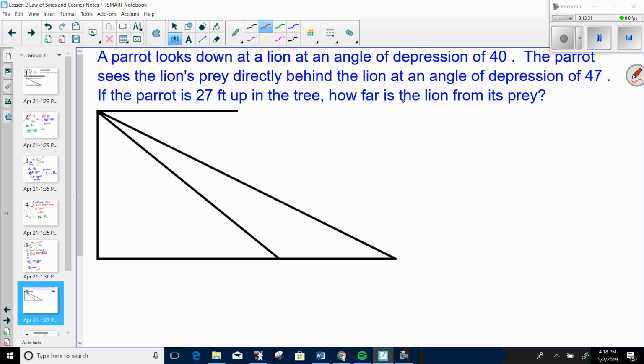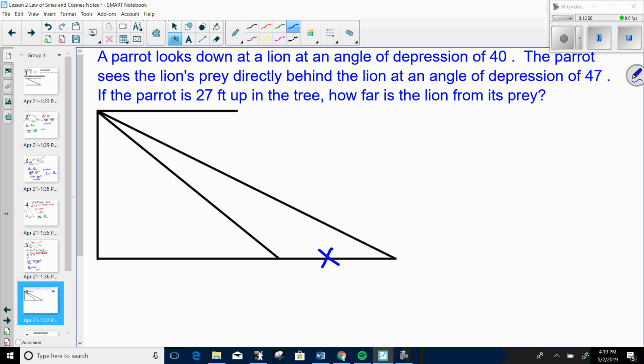Okay, I want to get to this one here, and this will be the last example we're going to talk about today. This is probably the hardest one on here. It says a parrot looks down at a lion at an angle of depression of 40 degrees. The parrot sees the lion's prey directly behind the lion at an angle of depression of 57 degrees. If the parrot is 27 feet up in the tree, how far is the lion away from the prey?